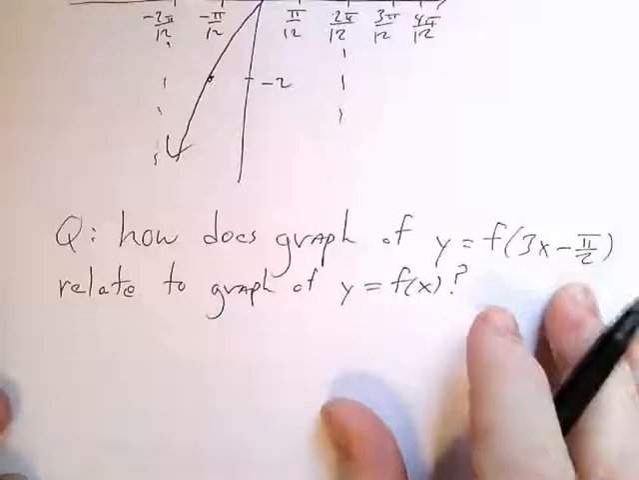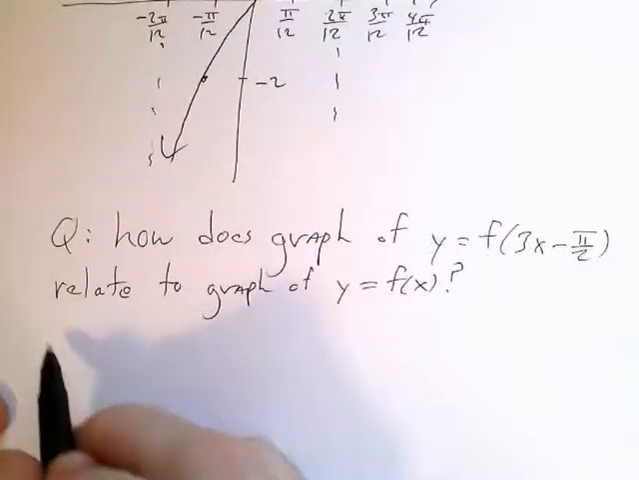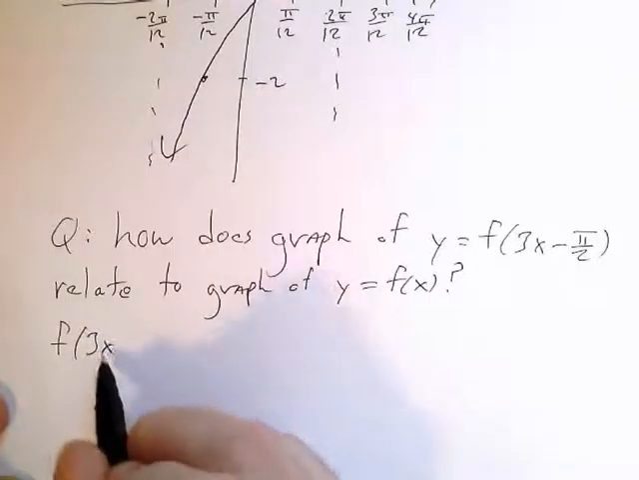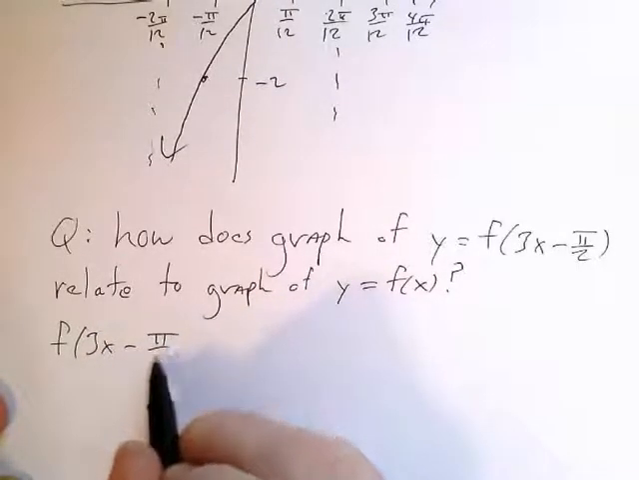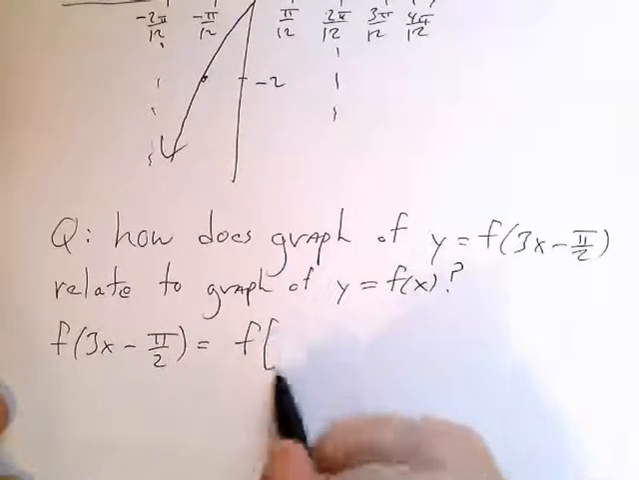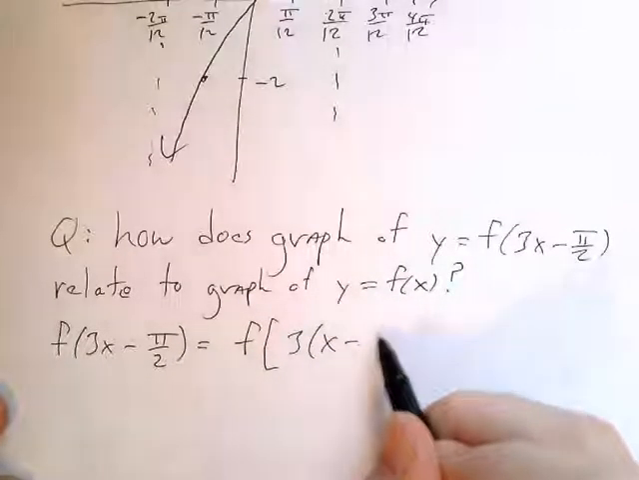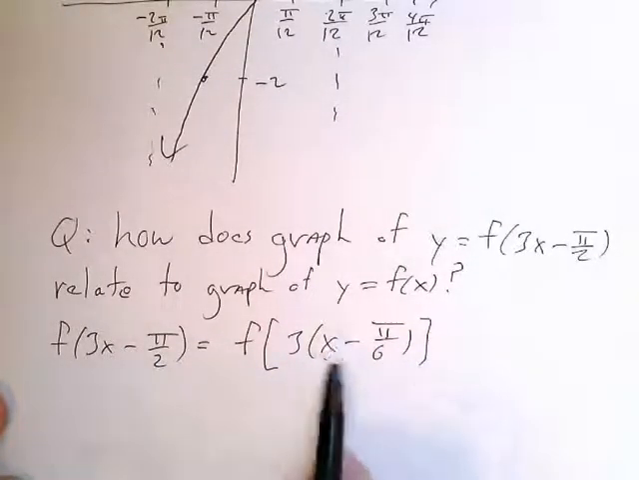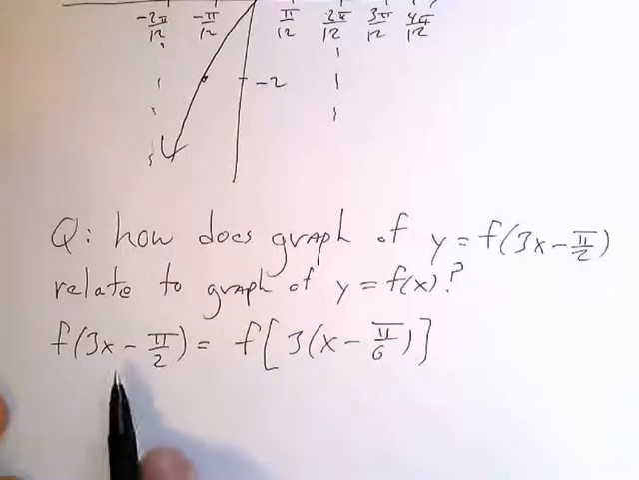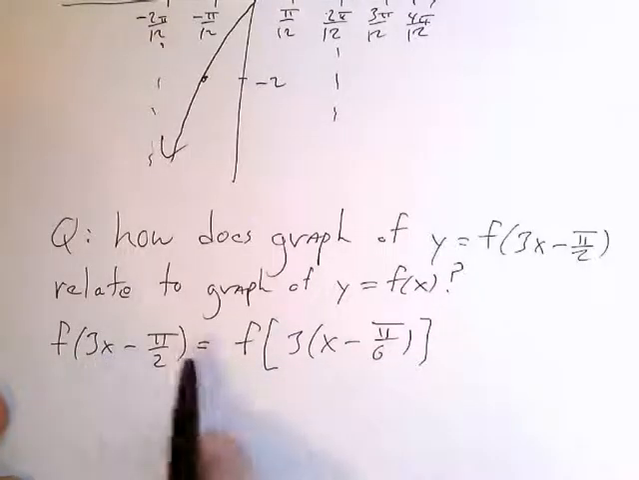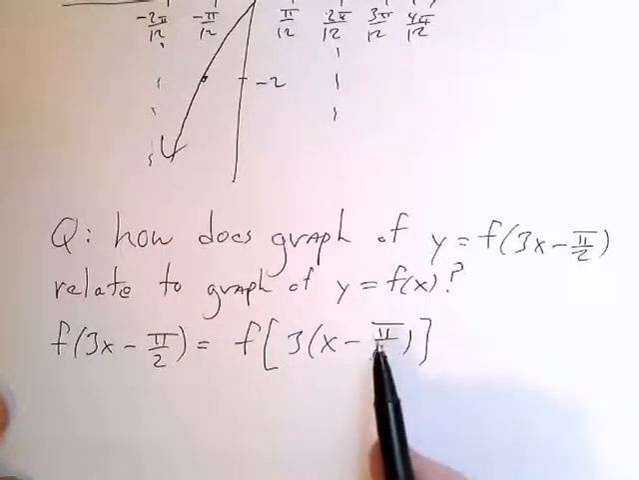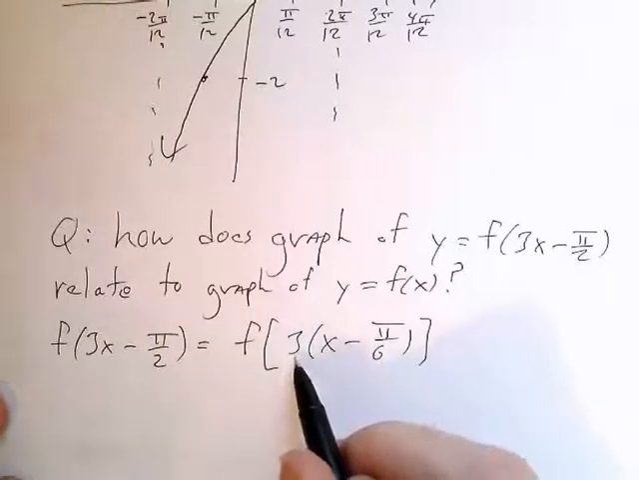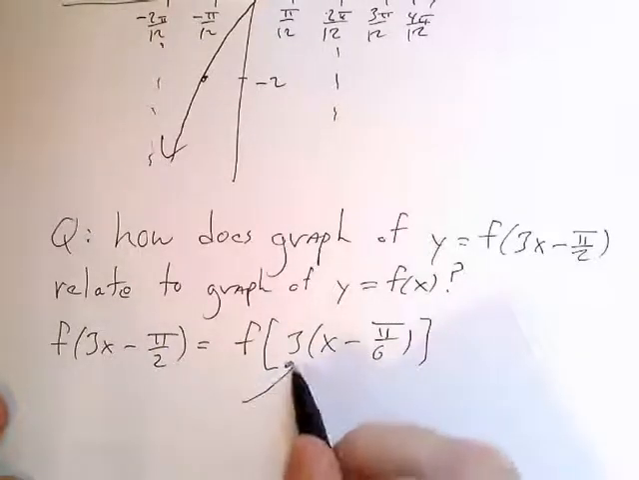Well, basically what we have to do here is take this 3 out. So my f of 3x minus pi over 2 is going to be f of 3 times x minus pi over 6. So I divided pi over 2 by 3 to get pi over 6 here. So I could do that in general. If I had numbers other than 3, I could do the same sort of thing here to get this. And so the 3 here, this is going to shrink our graph horizontally by a factor 1/3.